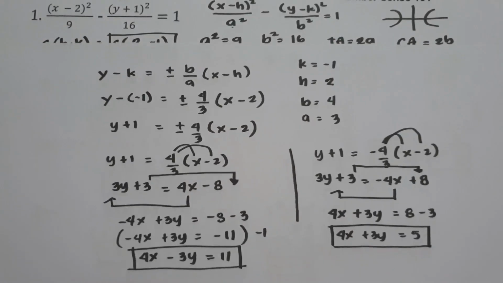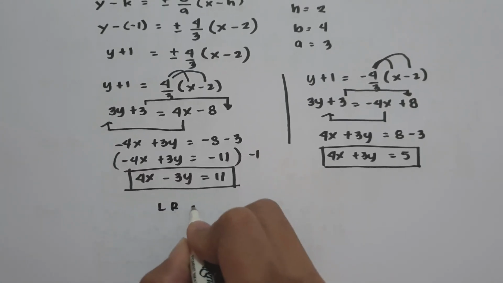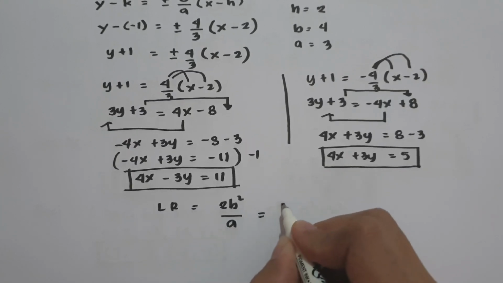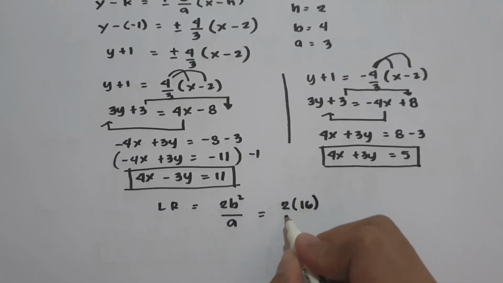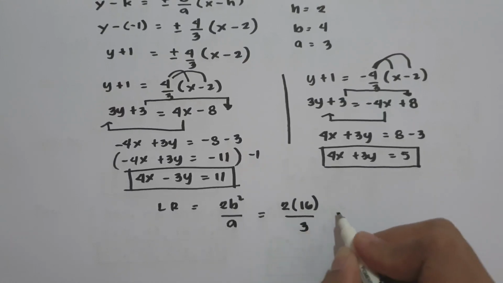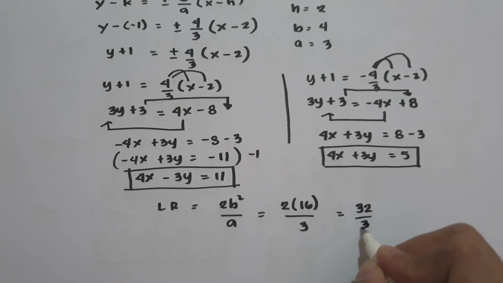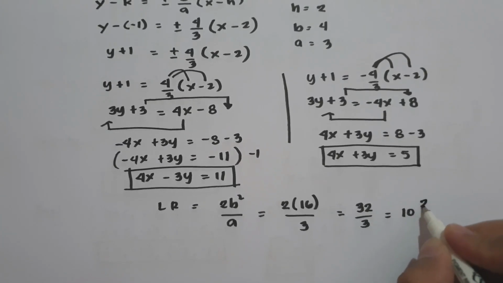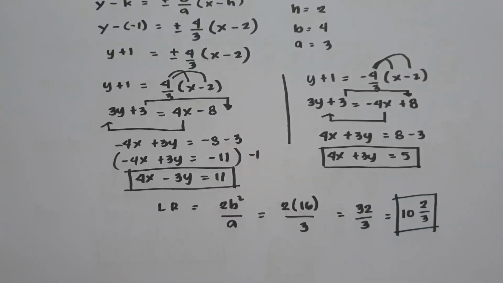And to find the length of our latus rectum, let us have length of the latus rectum is equal to 2b squared over a. We have 2 times the value of b squared, that is 16, over a, that is 3. 2 multiplied by 16, that is 32 over 3. And if you are going to divide this one, we are going to have 10 and 2 over 3. And this will be our answer.